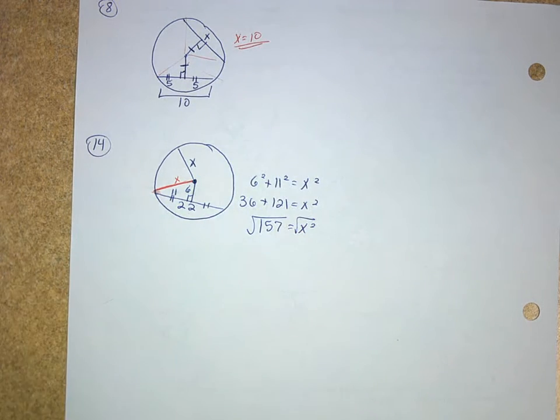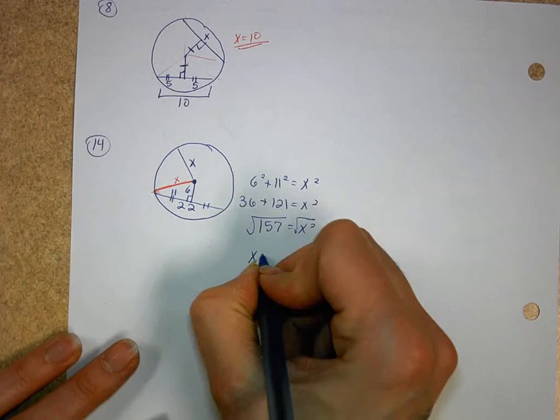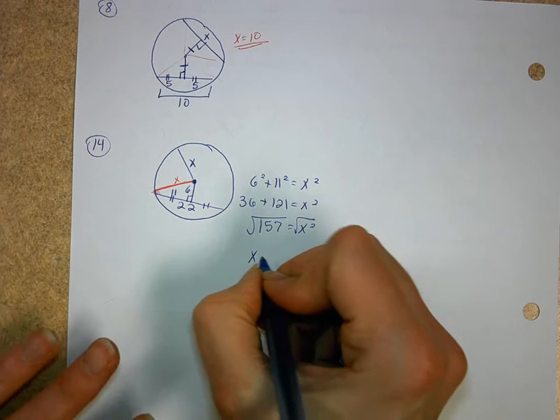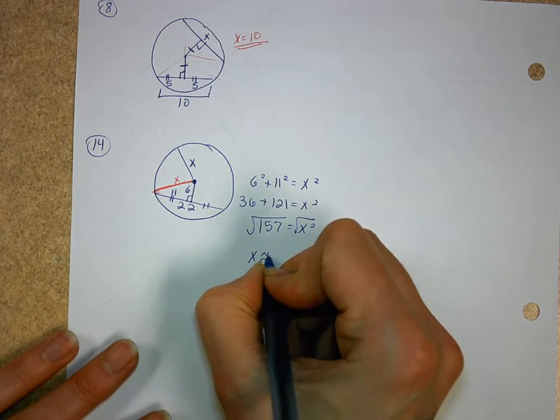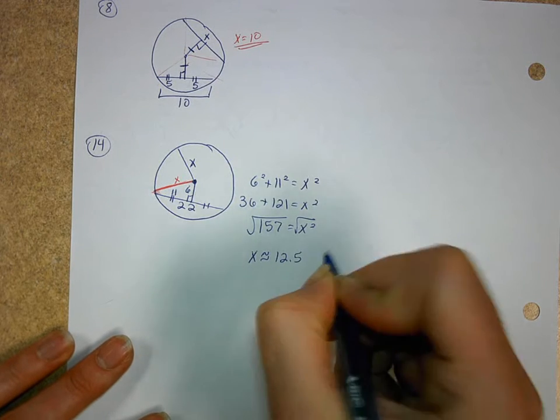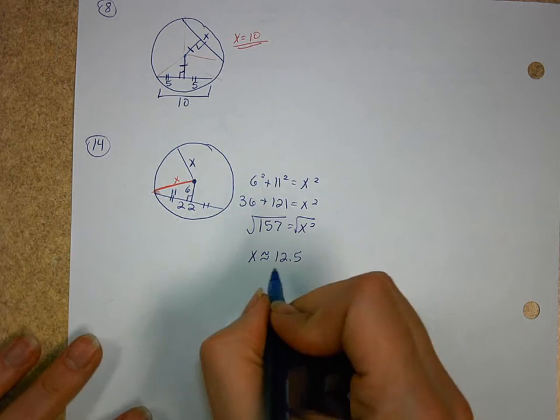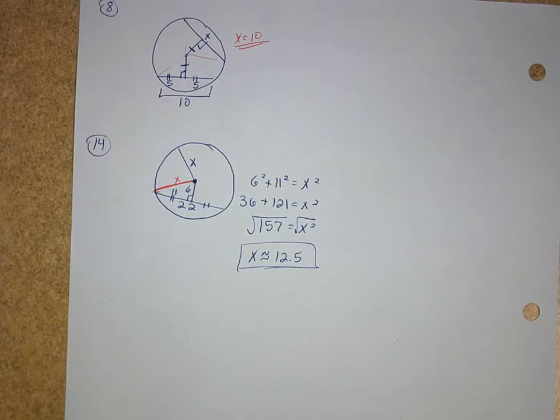Now, the cool thing is on this homework, they say go to the nearest tenth, okay? So if I'm going to the nearest tenth, that means I'm going to punch it in here real quick. And you should get, when you punch it into your calculator, about 12.5. Remember, the square root of 144 is 12, so that logically makes sense for us. Hopefully that will give you an idea of what we're doing there.